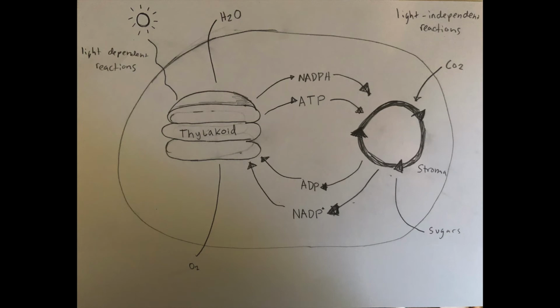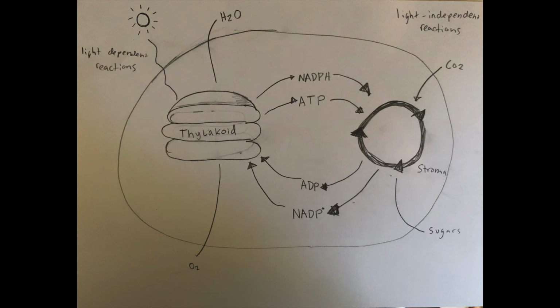Both the NADPH and the ATP go to the independent reaction because they use those products to make sugar. And another thing that they need to make the sugar is CO2. The plant takes in CO2 from outside and uses it in the stroma to make sugars.